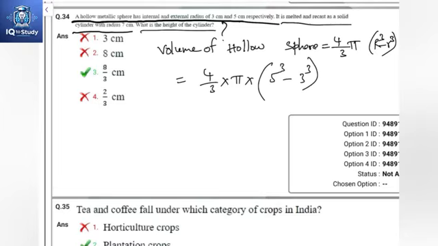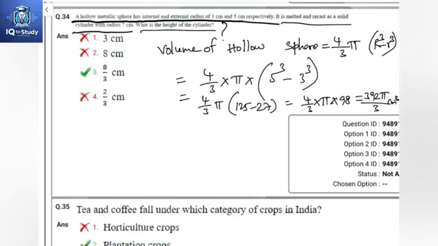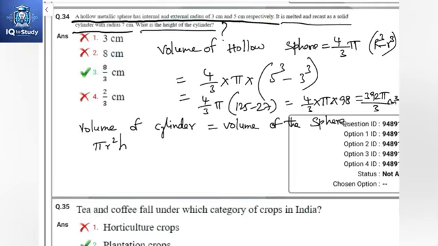That is equal to 4 by 3 pi into 125 minus 27, which is equal to 4 by 3 into pi into 98, which means 392 pi by 3 centimeter cube. And now volume of cylinder is equal to volume of sphere according to the question, because it is melted and recast as a solid cylinder with radius 7 centimeters. We know that volume of cylinder formula is pi r square h, and the obtained volume of sphere is 392 pi by 3.